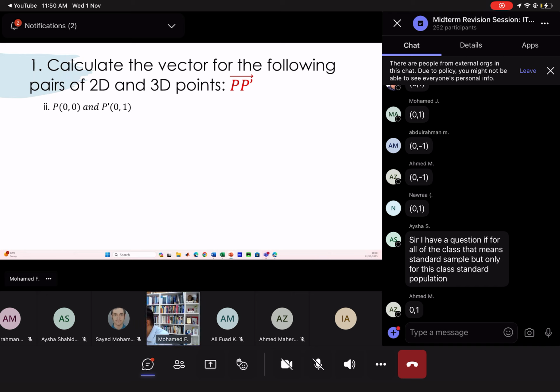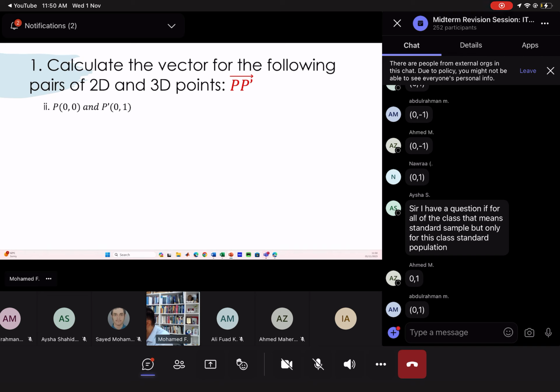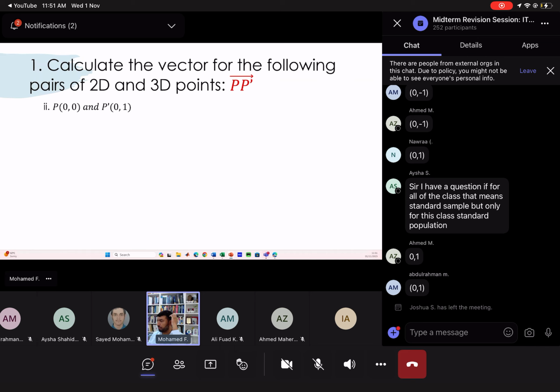Those who have said that, I have a question. If for all of the class, that means standard deviation sum. Yes, Aisha, it depends on the question. If he's asking about your class and he gave you your class marks, then it's a population. If he said there are 20 classes, this is one of the classes' results, what is the standard deviation of math? Then it's a sample, because we are taking just a small subset of the overall picture. Excellent, guys.